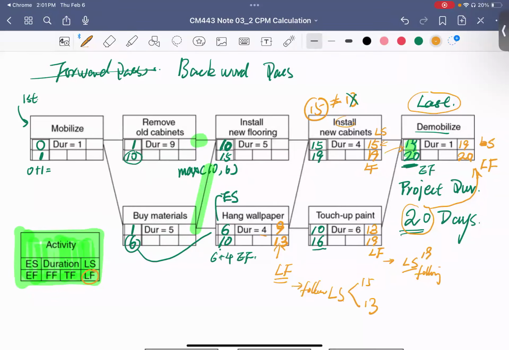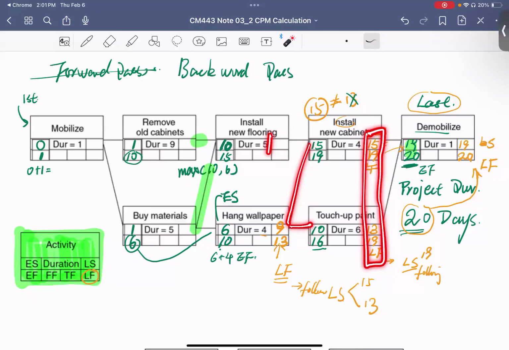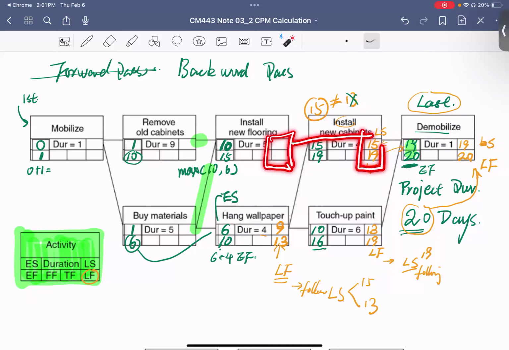So don't be confused about these two. These two have no relation to this yellow color. This one has two relations, so look at those. This one only has one relation, so you only need to look at that. We're getting the late finish time here, looking for its late start time. So 15, and here is 10.